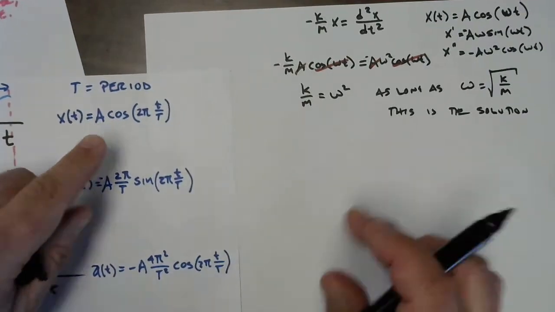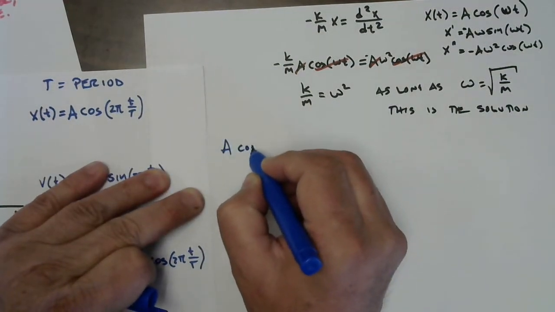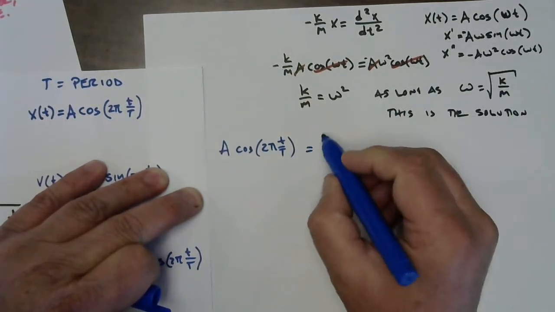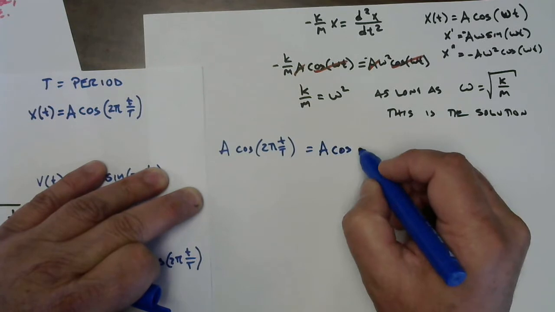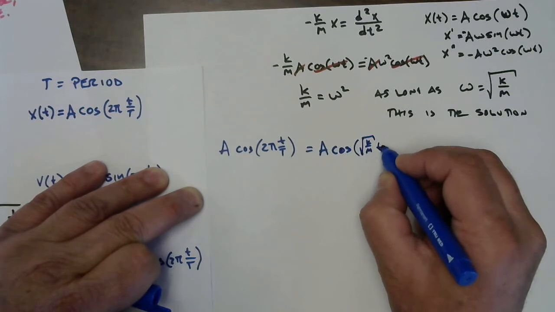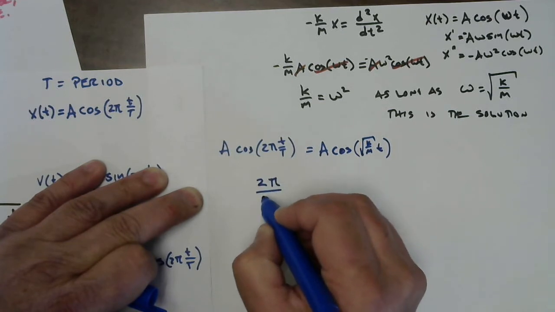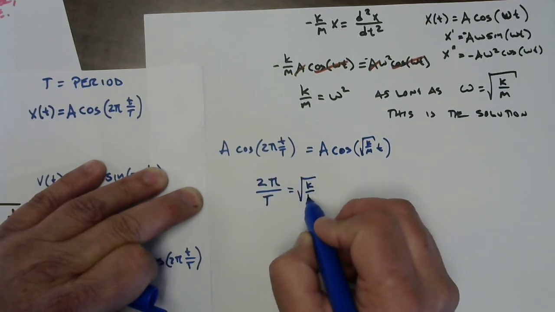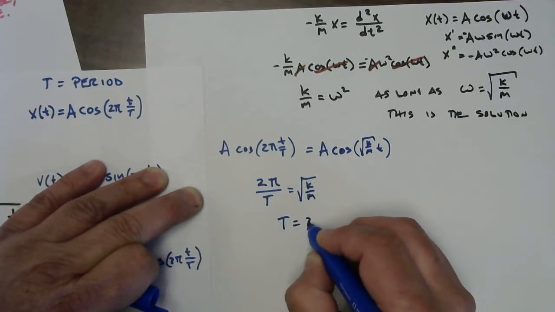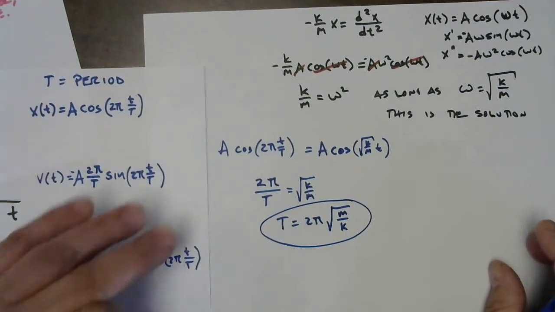We had a cosine, and let me change colors because that makes things more interesting. We had a cosine 2 pi t over T, and then that is being replaced with a cosine, and then we have in here square root of k over m times t. So these are the same as long as 2 pi over T equals square root of k over m. Okay, get the T to the other side, get the k over m to this side, and we're going to have T equals 2 pi square root of m over k. Hey, we just figured out what the period of the motion is.